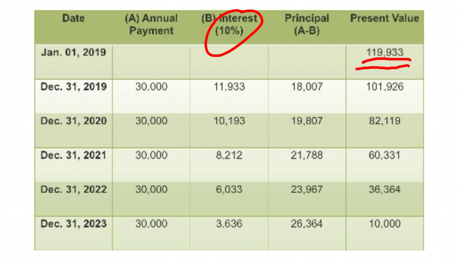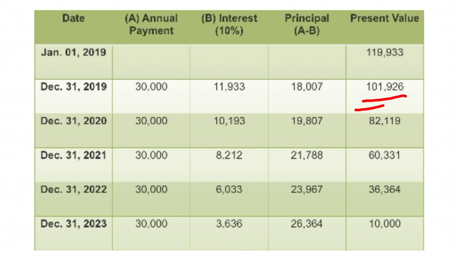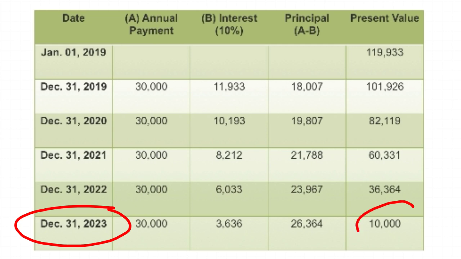So, 119,933 times 10% is equal to 11,993. Deduct this from the annual payment of 30,000 and we would get 18,007. And deduct this principal value from the current present value of the lease receivable and we would get 101,926. And yan na yung present value ng lease receivable at December 31, 2019. Ganun lang ulit, paulit-ulit lang yung way ng pag-compute until at the end of lease term, which is at December 31, 2023, the present value of our lease receivable is equal to 10,000, which is also the value of our residual.